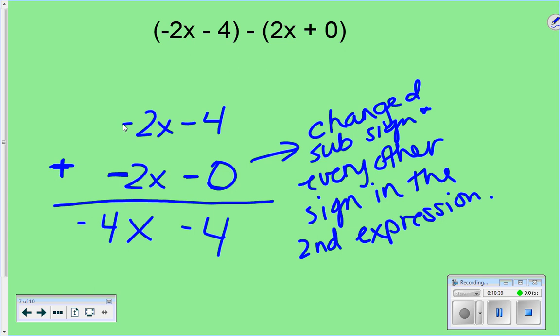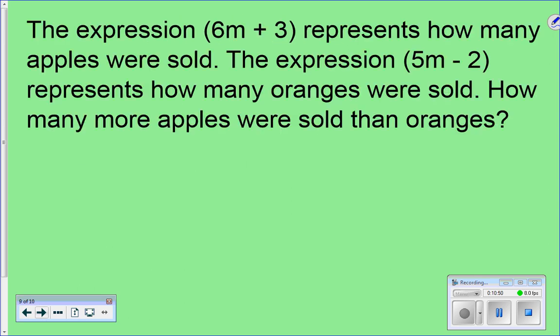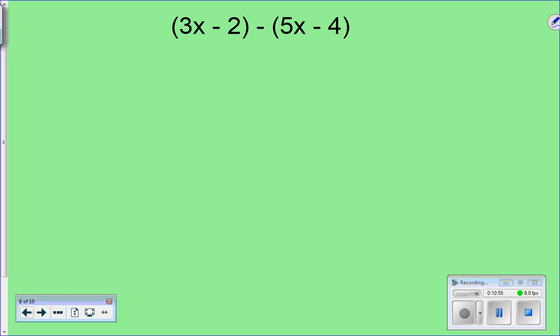Do you guys have questions for me? Do you understand how this is working this morning? Okay. I have a whole bunch more, I guess. Oh, can we do two more? This one and my story problem? Is that alright? Okay. 3x minus 2 minus 5x minus 4. 3x minus 2 minus 5x minus 4.